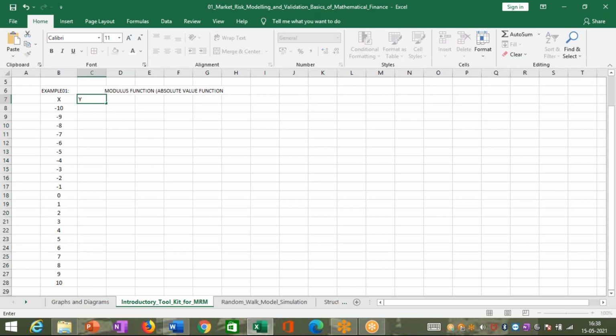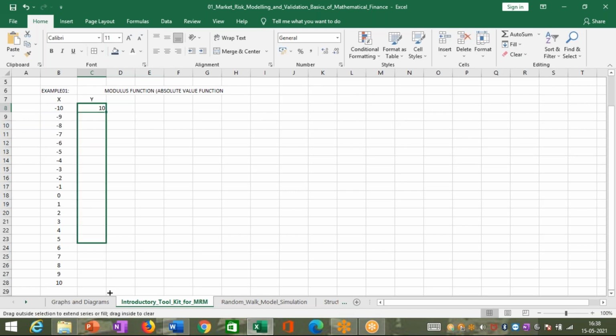So over here, I will create the y. Now what does the y do? If it is a negative value, it returns the minus of that value, else it returns the plus of that value, right? So basically what I'll do is I'll say if then else, if this is less than 0, then the output is minus this, else output is plus this.